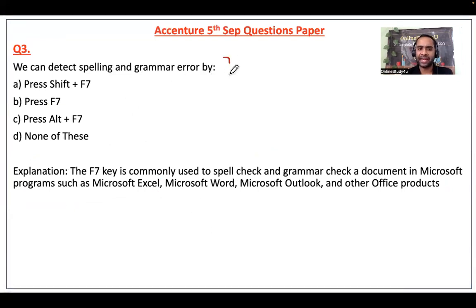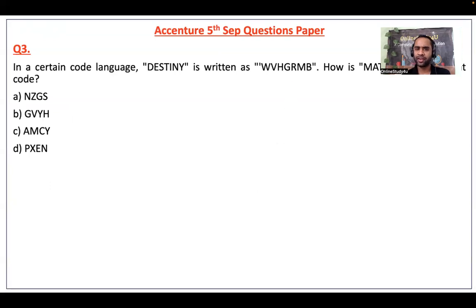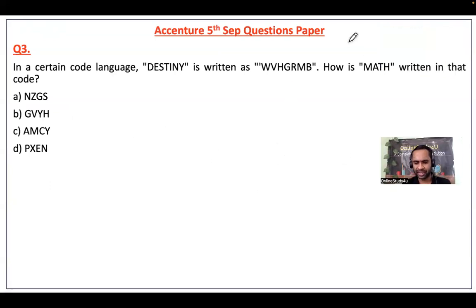We can detect a spelling and grammar error by? Friends, if you want to detect a spelling and grammar error, you can press F7. The F7 key is commonly used for spell check and grammar check of a document in Microsoft programs such as Excel, Word, Microsoft Outlook, and other Office products. So in any Microsoft Office product, if you press F7, you will be able to detect spelling and grammatical mistakes.